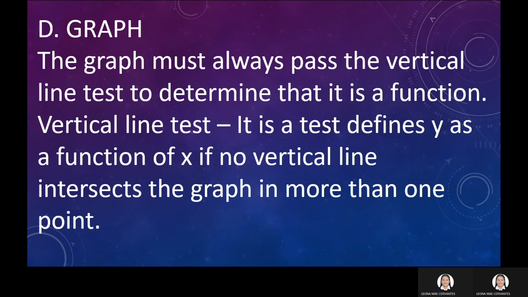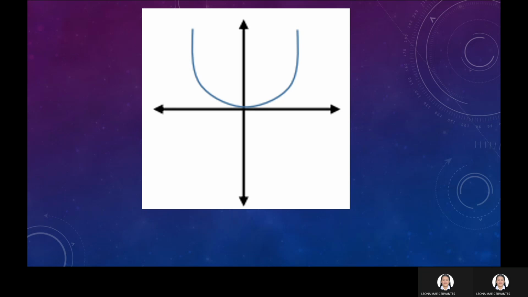Next is graph. So the graph must always pass the vertical line test to determine that it is a function. So we have the vertical line test. It is a test that defines y as a function of x if no vertical line intersects the graph in more than one point.